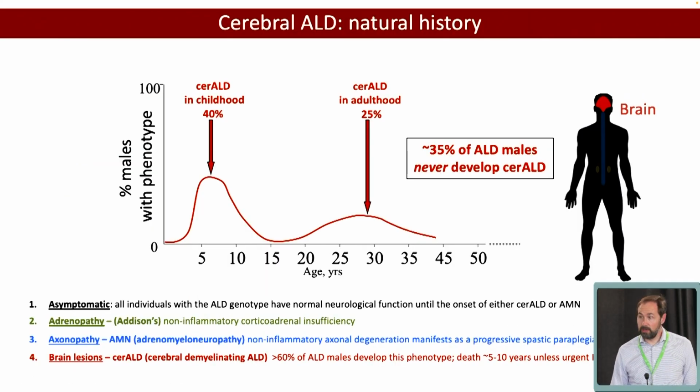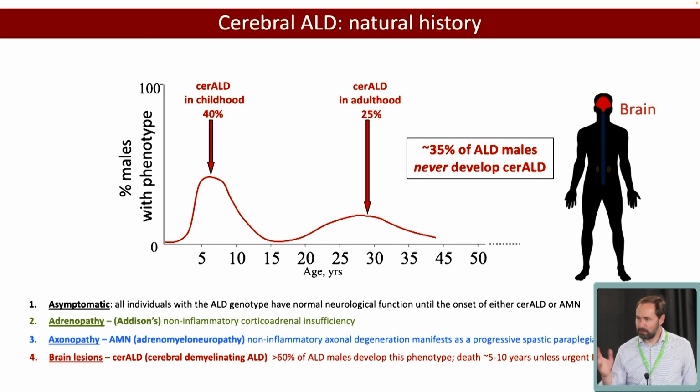But here's what we know. There's a bimodal distribution for cerebral ALD. Young boys, as people in this room know, are at highest risk, and then younger men, in their 30s in particular, are at relatively higher risk as well. But the distribution of risk is across the lifespan for the most part, so I don't mean to say that only certain ages are at risk.